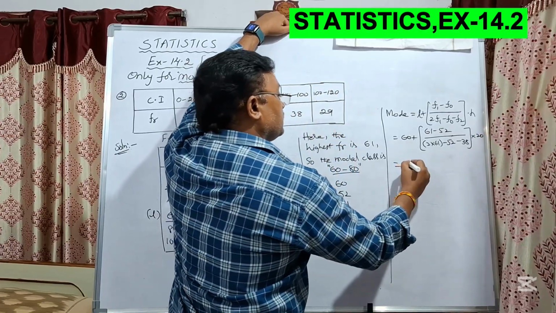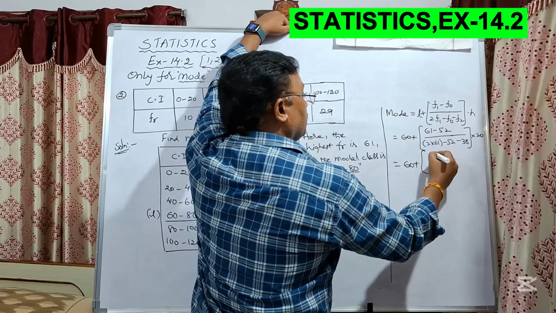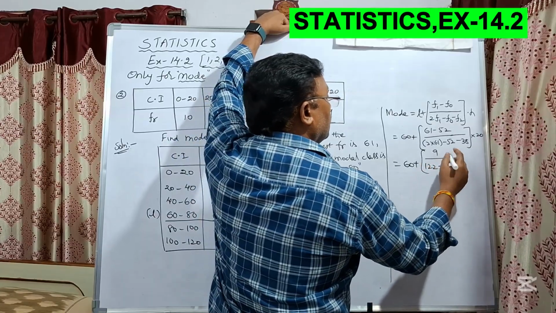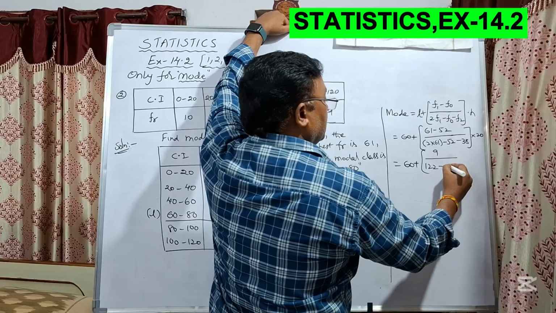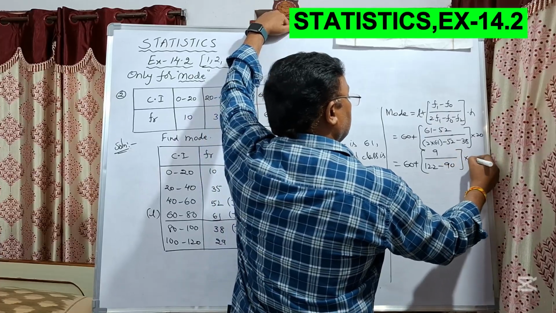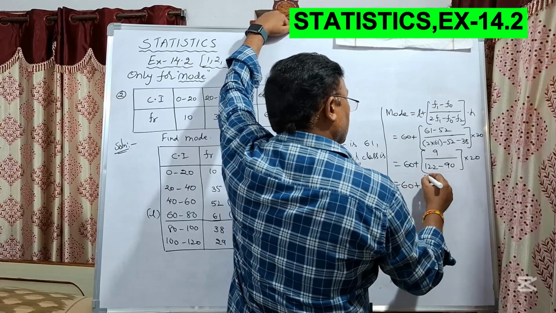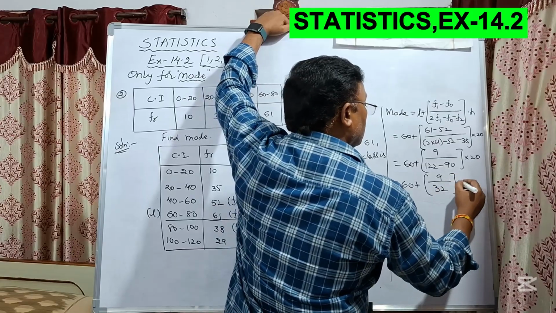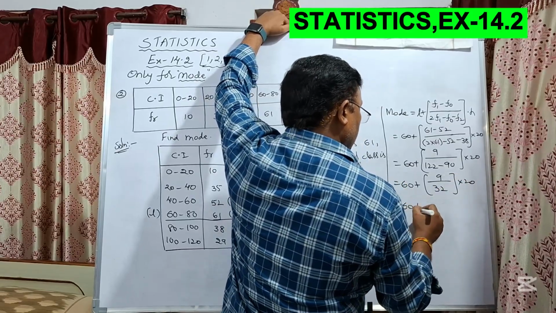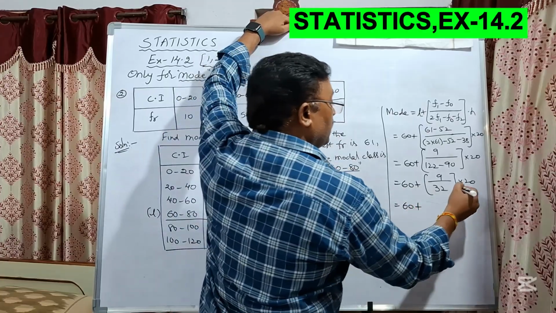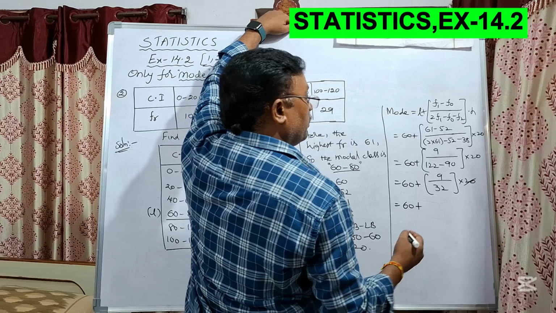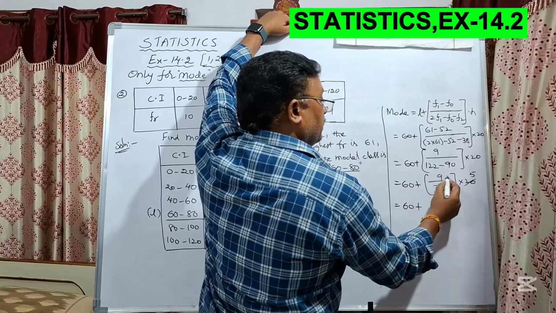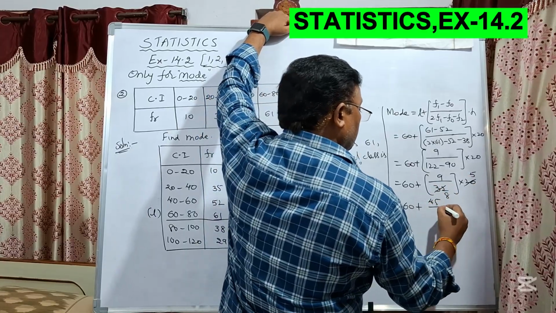This is equal to 60 plus (61 minus 52, that is 9) by (2 into 61 is 122, minus their sum, 52 plus 38 is 90) into 20. This is equal to 60 plus 9 by (122 minus 90, which is 32) into 20. This is equal to 60 plus, don't take LCM, cancel them here itself. Now 4 5s are 20, 4 8s are 32, then this will become 9 into 5, 45 by 8.